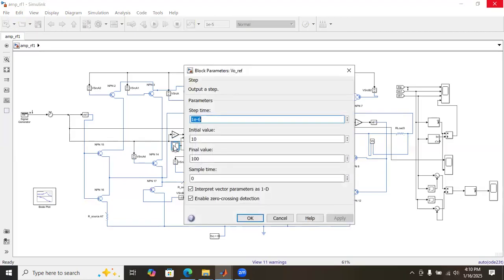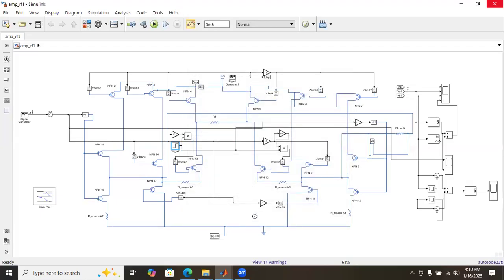And this is the control signal we are providing, that is a reference voltage. Reference voltage is around 10 volt initially. After 1 microsecond, it is 100 volt. How much voltage it should amplify is provided by the reference voltage.